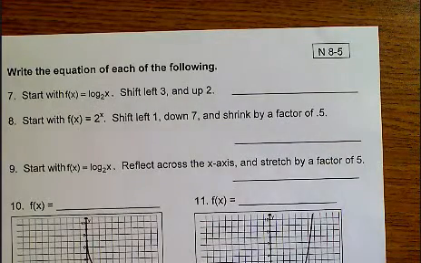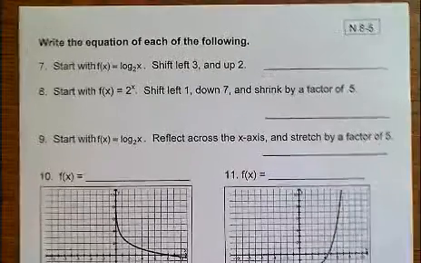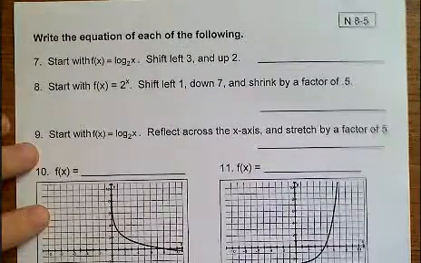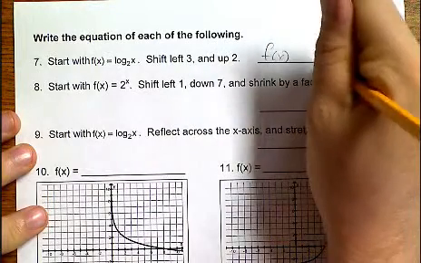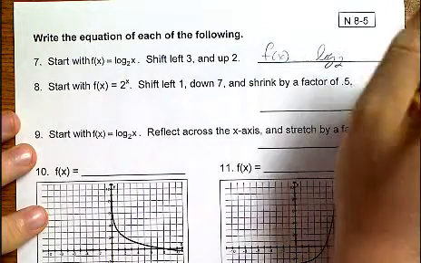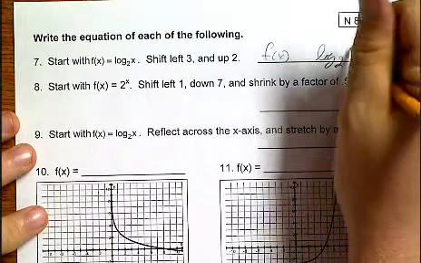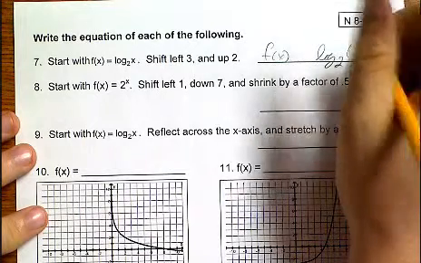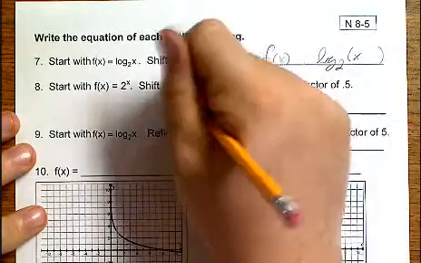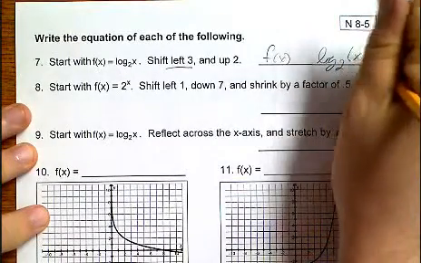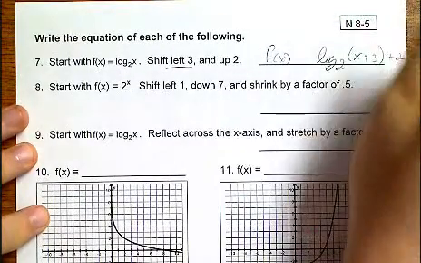On to sentences. Well, we know we're going to start with f of x. And we know we're going to have log base 2 of something. We're moving left 3, so that's plus 3, up 2, plus 2.